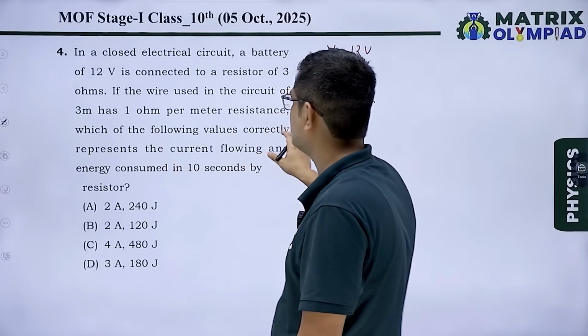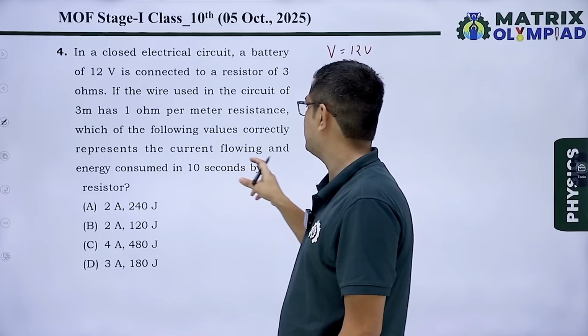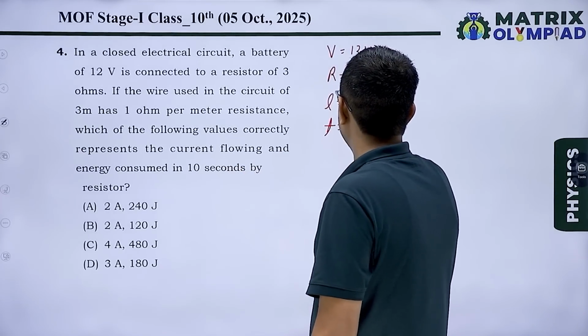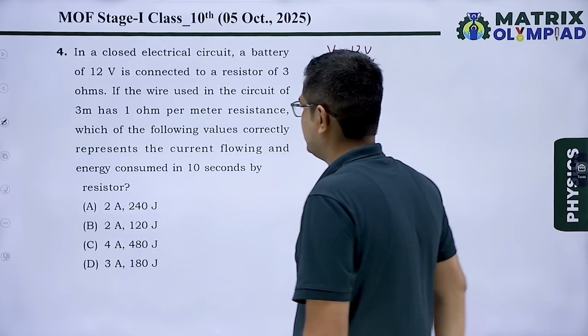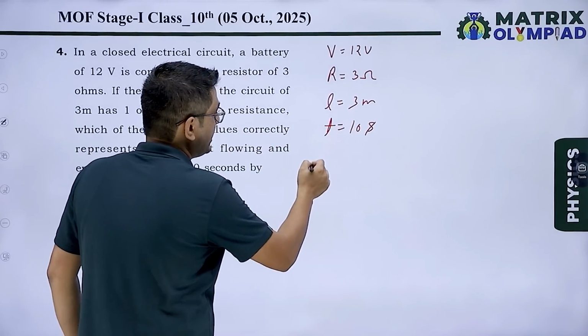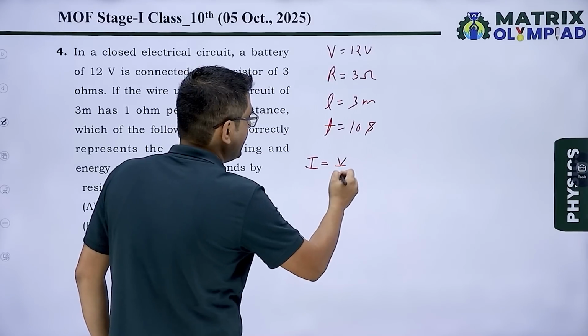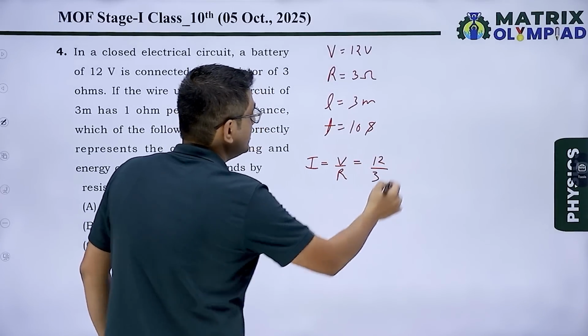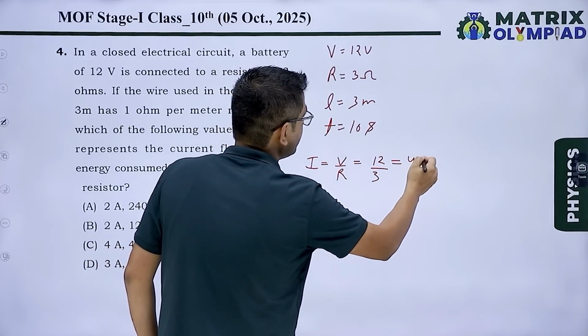Which of the following values correctly represents the current flowing and the energy consumed in 10 seconds? That is, time given here is 10 seconds. Let us find the value of current first. We know that I is equal to V by R. What is the value of V? 12. R is 3. So directly we can say the answer is 4 ampere.